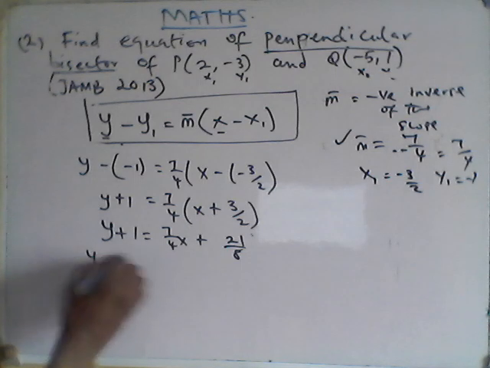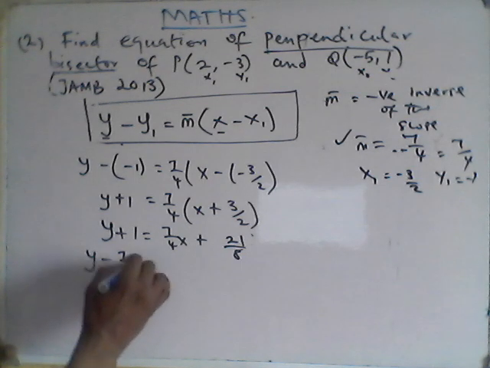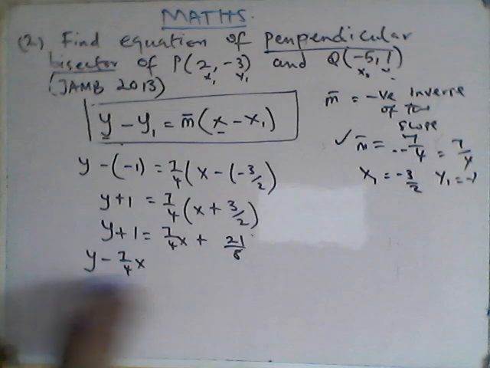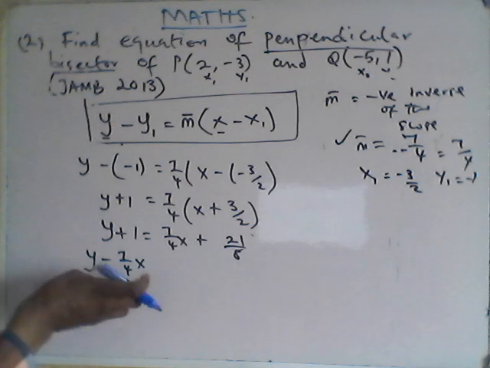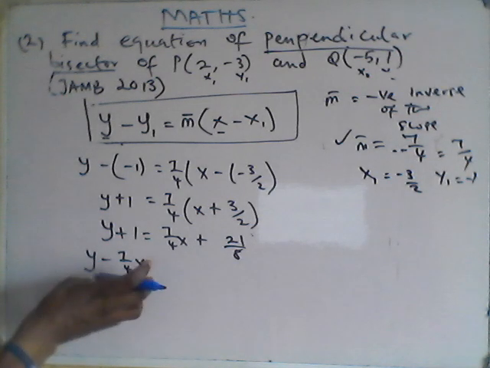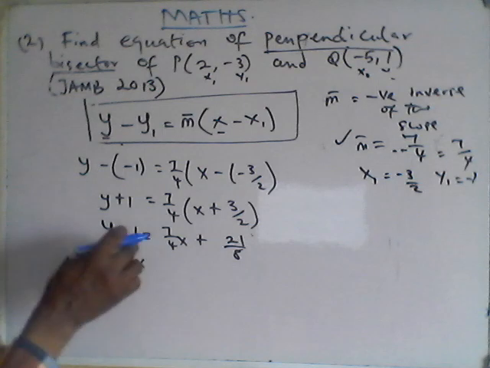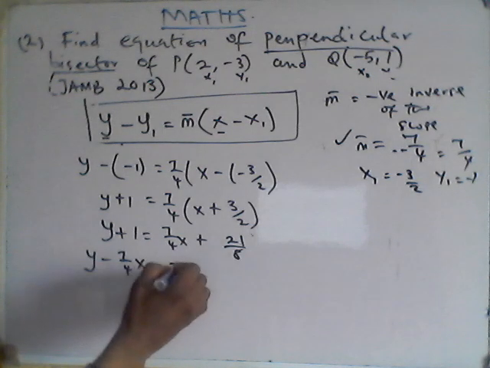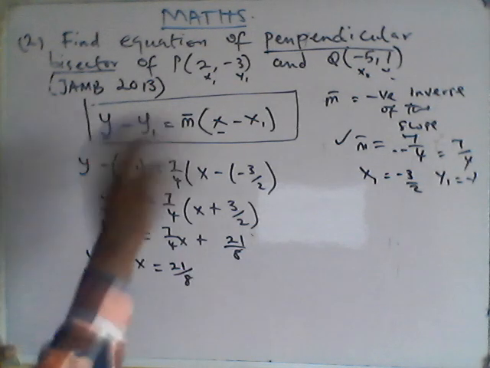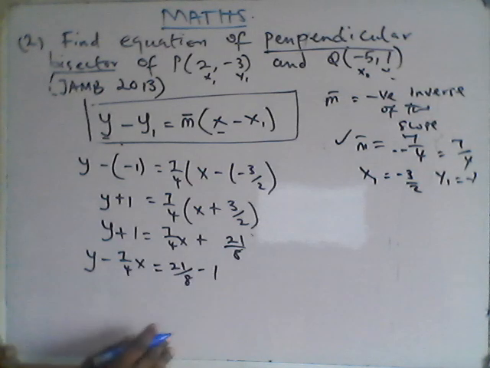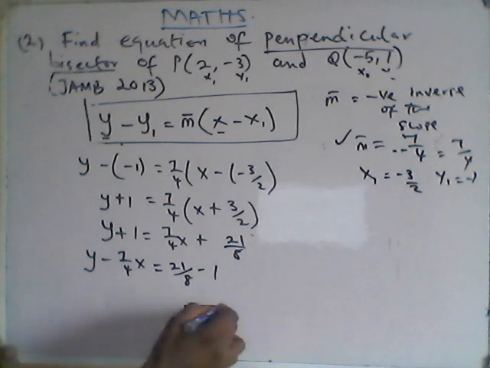So y minus 7 over 4x. It's not because I cannot work on these two together, but I'm collecting them based on the fact that they are both variables. I want to work on the constant term. So 21 over 8 here. Then when 1 crosses, it's going to become minus 1. Understand? So I can find the LCM of this one.